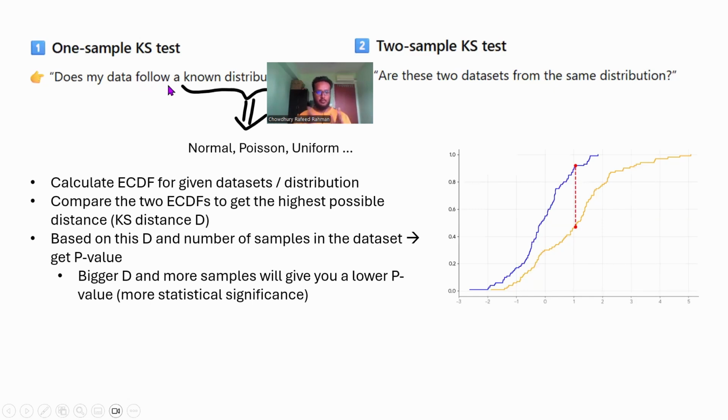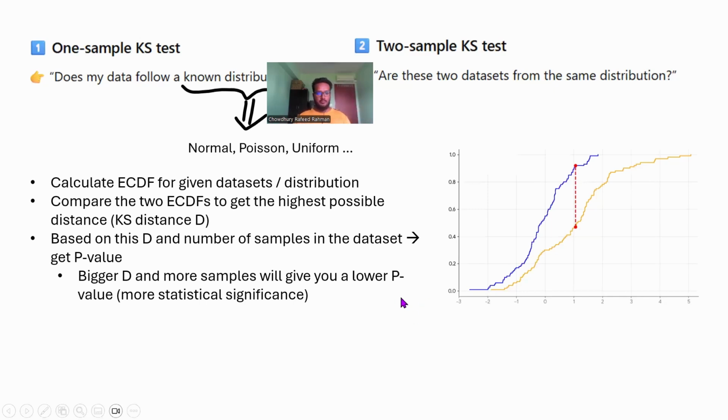Each test has a null hypothesis and an alternate hypothesis. You all know that. The null hypothesis is that these two distributions are similar. The alternate one is that the two distributions are significantly different. So if the D right here is big, and you have enough samples to prove that D is big, that means the p-value will be low and you can reject the null hypothesis. That means the two distributions are very, very different from each other, right?